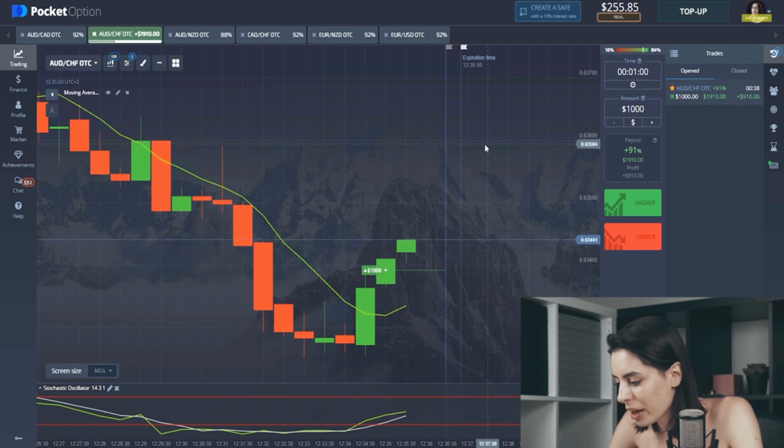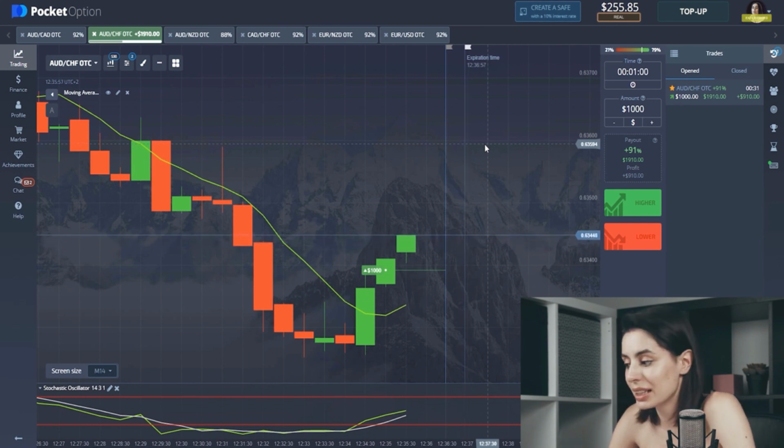it was just below this support line, and we are expecting that it's gonna get back. So we played here for an upward movement, and we're gonna have a result. Let's wait.